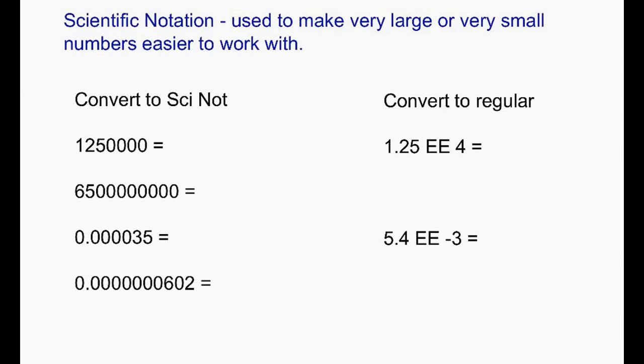This first one, 101,250,000. To make it in scientific notation, remember you always put the decimal after the first digit. So you'd have 1.25, then we don't worry about the zeros.